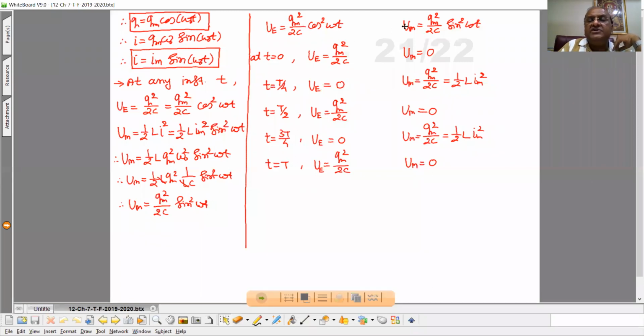So now at any instant the total energy, that is UE plus UM. If we take the summation of these two, then Qm square by 2C is common. Into bracket cos square omega t plus sin square omega t, but that is equal to 1. And therefore, the total energy will be Qm square by 2C, and that is constant. Clear to all of you? So that particular example 7.11 is discussed with this theory of LC oscillations.